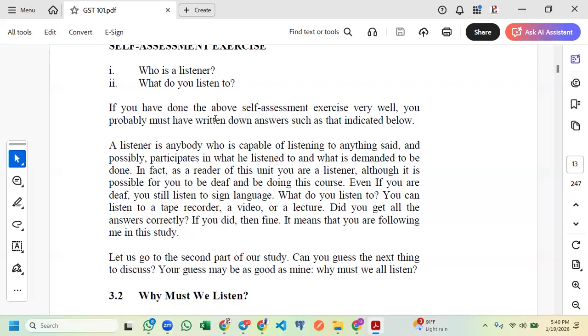Now, this definition is giving you something deep about the meaning of listening. It means you can be hearing someone but not listening to the person. Because the person who we can call a listener will be able to participate. That is the meaning of participate in what he listened to. And then, what is demanded to be done, the person will be able to do it.